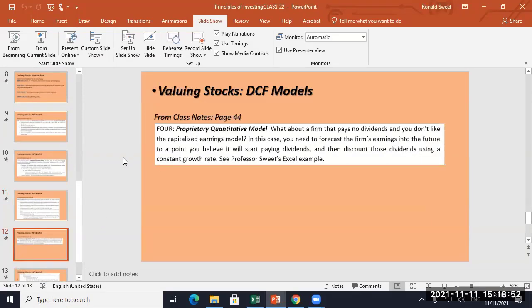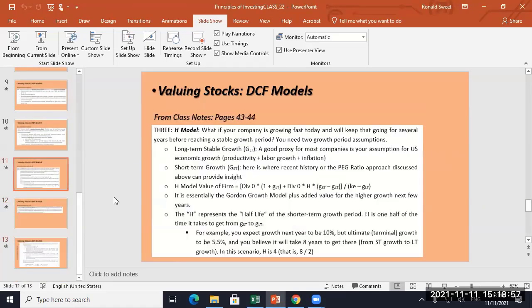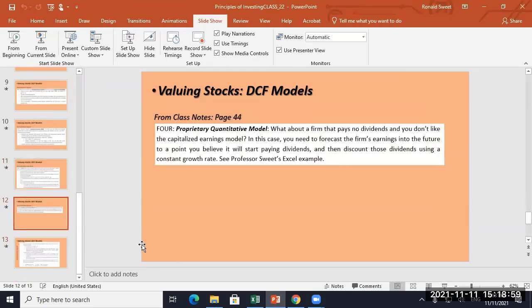I do have what's called a proprietary quantitative model. I don't know if I actually want to show you that or not. I might show you that later, but essentially what it is you just put everything in Excel and you figure it out. I built this specifically for firms that don't pay dividends. And essentially it's the H model for firms that don't pay dividends.